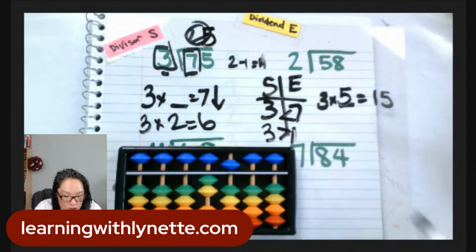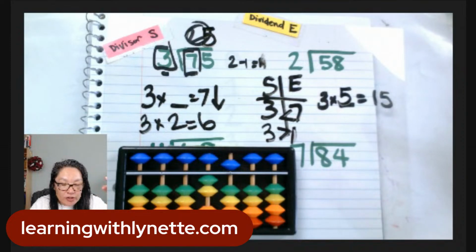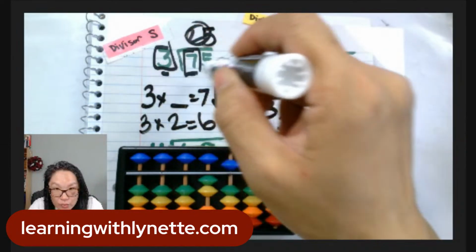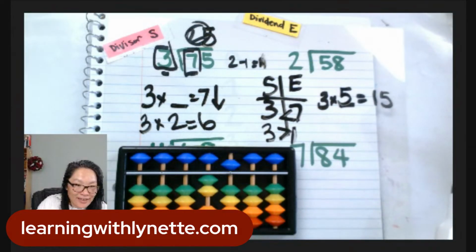Does that make sense? So it's a little bit more involved. We're having a conversation with our questions, but as we have a conversation with our questions, we know more about the numbers. Does that make sense?